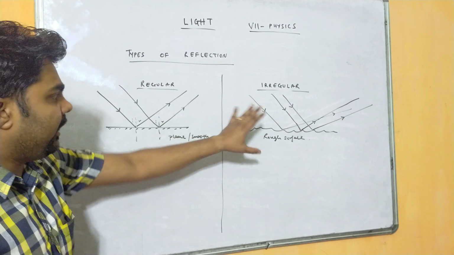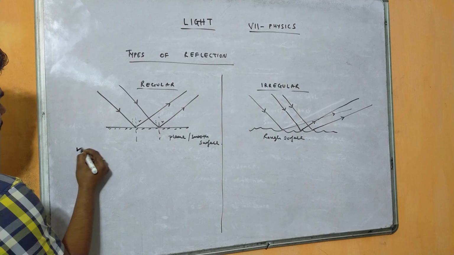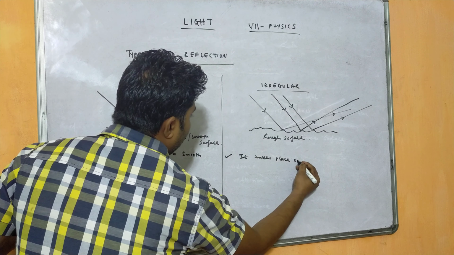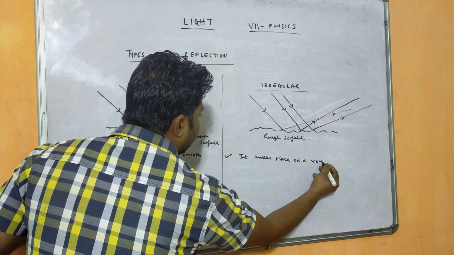So this is the diagram, and the first point we will write: regular reflection takes place on a smooth surface, and irregular reflection takes place on a rough surface.